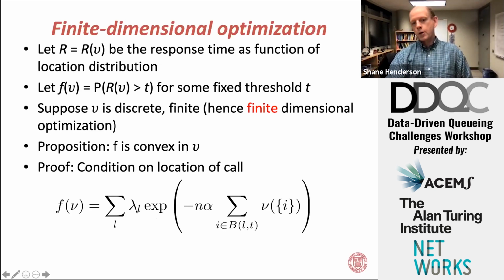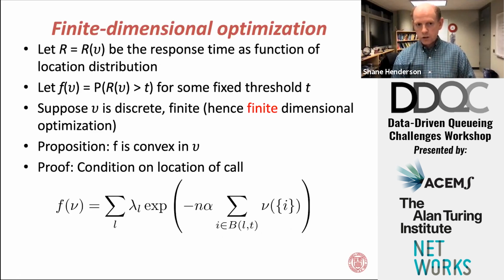Lambda sub L is the probability that the call shows up at a particular location L. And then this exponential term here is the probability that there are no volunteers in a neighborhood of that particular location. I'm just adding up the probability mass over the nearby locations here. And then I've got the n alpha that is the same as before. And then this is just that exponential form. When you look at that expression, you can see that it's convex in the new variables.